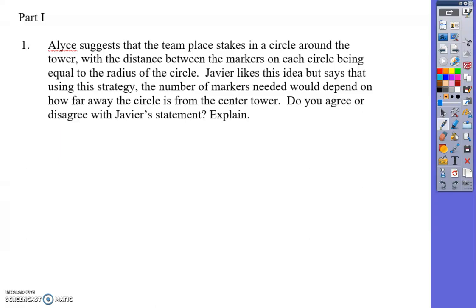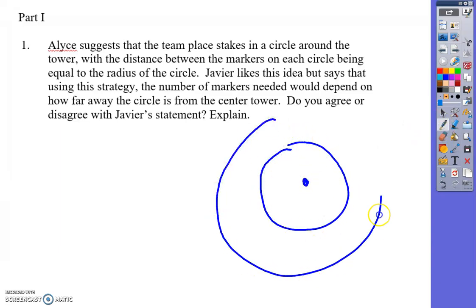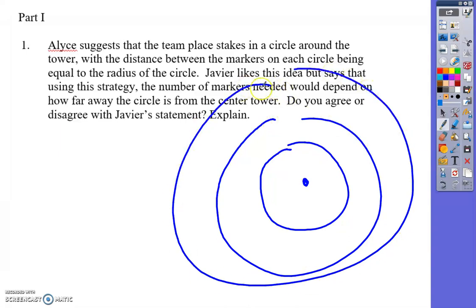So Alice has suggested that they place stakes in a circle around the tower where the distance to the marker is the same as the radius. They like that idea, but Javier's worried that they're going to need different markers for each circle, as far as they go from the circles around the central tower. Do we agree or disagree? So we have our central tower, and then we have the marks and another circle out here and so on, kind of like a target sign.